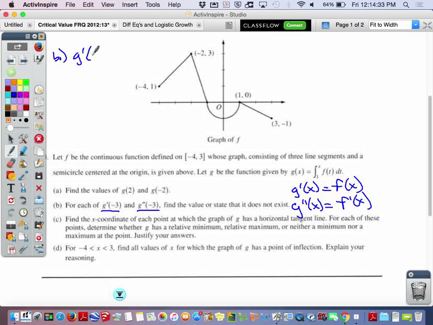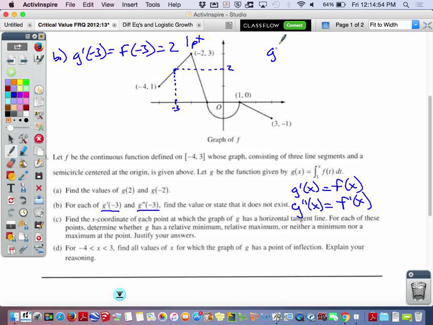So g prime of -3 would be equal to f of -3. Well, all I have to do for this is find the point on the graph of f. So here's -3. I find the corresponding y value. That's equal to 2. And we get a point for that.